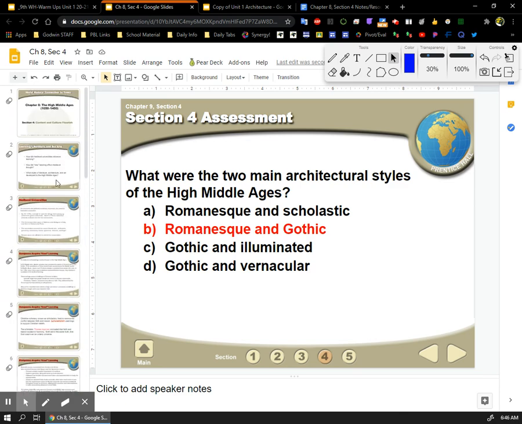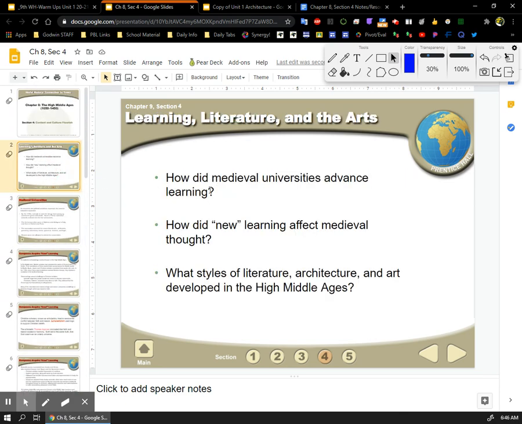Ladies and gentlemen, that is the end of this presentation. Hopefully you understand now how medieval universities advanced learning. Hopefully you understand how the new learning affected medieval thought. And I really hope that you take a moment to look at some of the architecture, the styles of literature, architecture, and art that are going to be developed during this time.